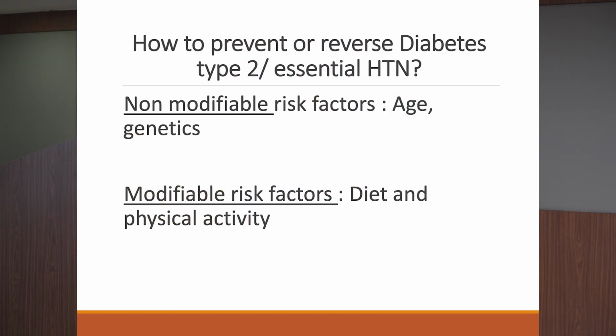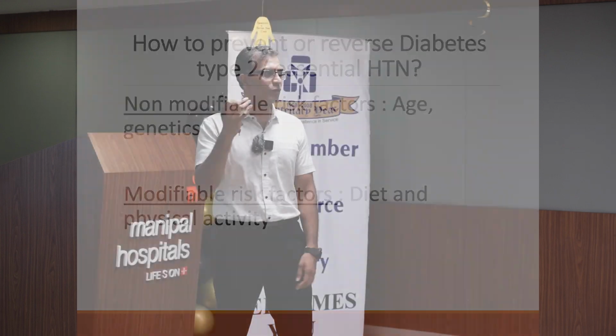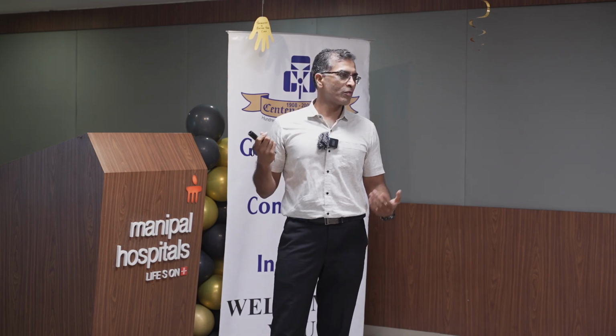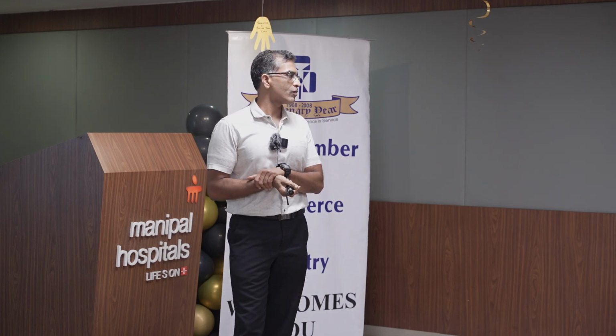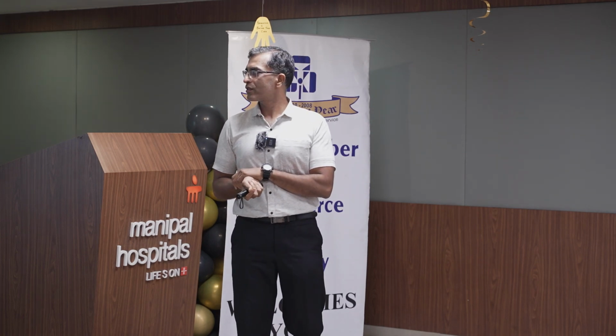So how to prevent or reverse type 2 diabetes and hypertension? Now you can answer. Reduce weight, obesity, I told you 3 points, 2 points in fact. Exercise. Balanced diet. So there are non-modifiable risk factors. We cannot do anything. Modifiable: diet and physical activity. Okay. Next.